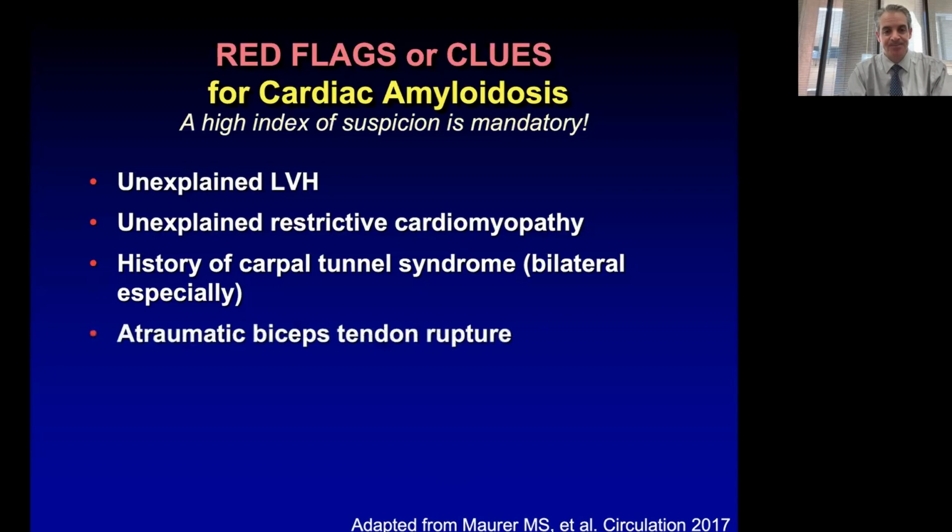tunnel syndrome. And then this is rather specific for ATTR, but as I mentioned before, atraumatic biceps tendon rupture. This should really be a red flag, and it might be more specific for ATTR amyloidosis. I also have a number of patients that have had Achilles tendon ruptures as well. Anybody with an unexplained neuropathy.